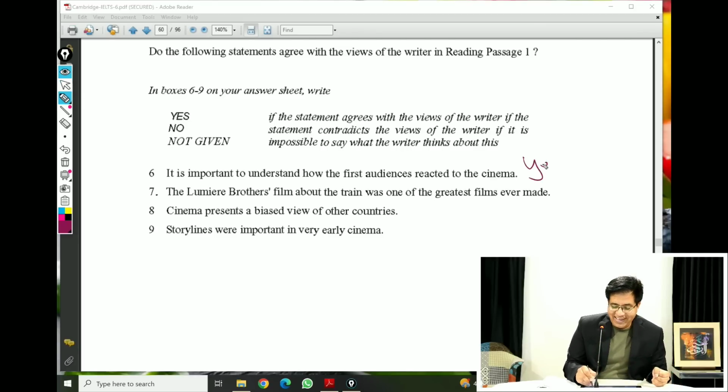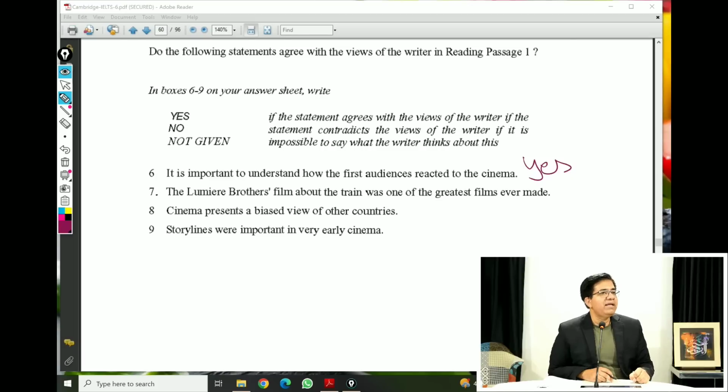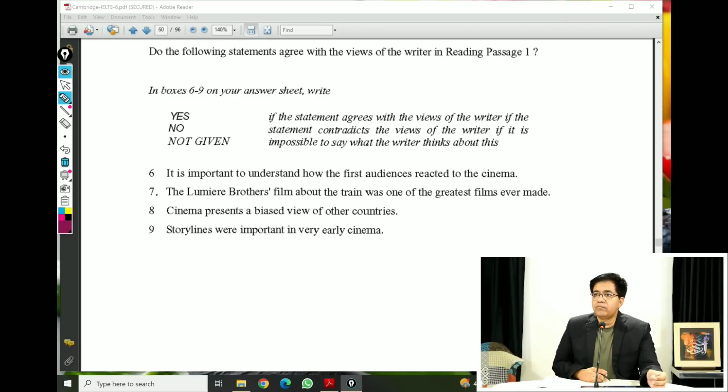Answer will be yes. Instead of yes, you can write Y on your answer sheet, but it's a good idea to write the full thing as yes. The main hint is in the fourth line after the full stop. They say, but it is worth trying to understand the initial shock of those images, is to understand the extraordinary power of magic of cinema. This is the line which has the clue. Okay, now let's move on.